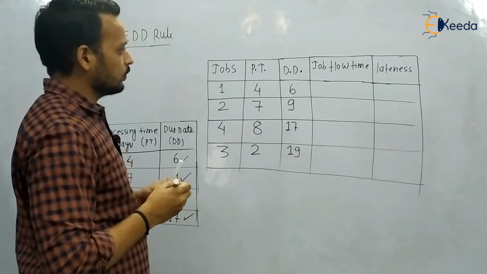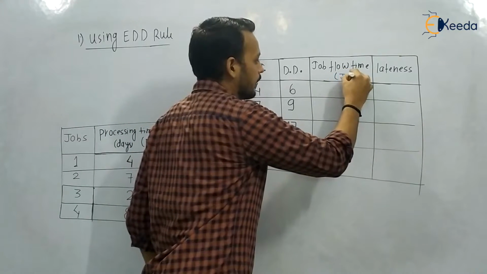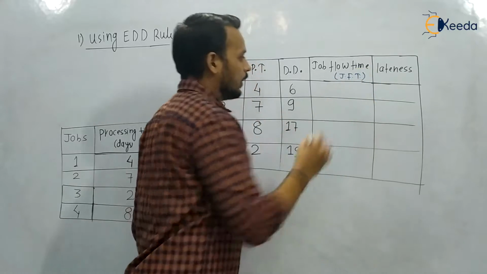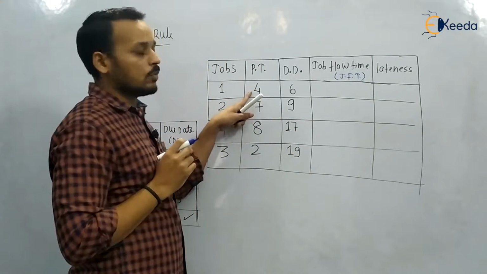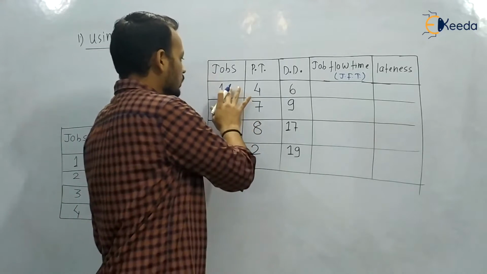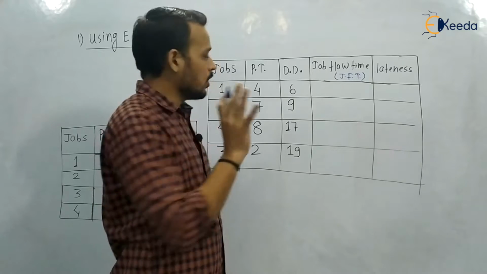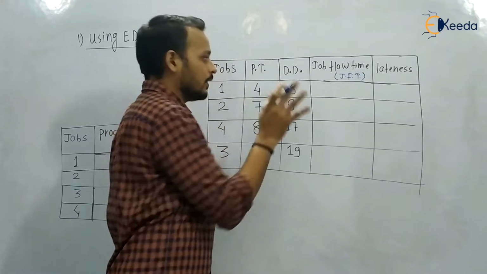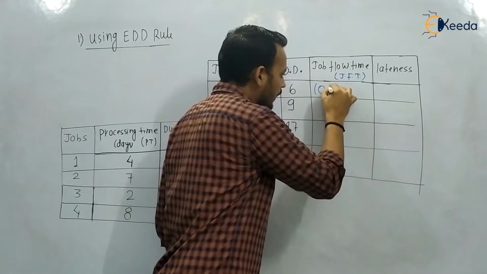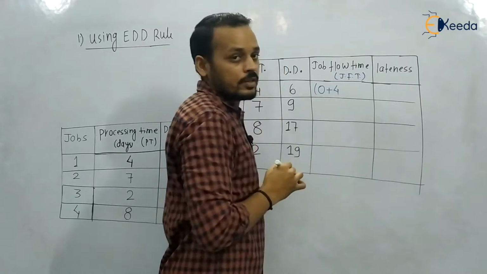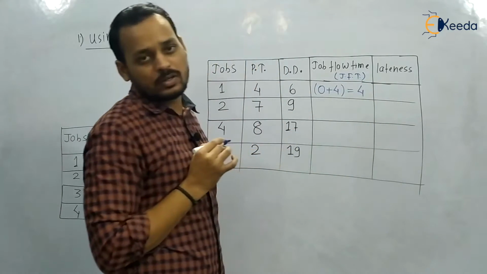Now what we have to do? We have to calculate the job flow time, that is JFT. Okay, so how to calculate the job flow time? See here. The processing time for job 1 is 4 days. So the job 1 will go to the machine. Okay, we have got a single machine. So the job 1 will go to the machine at 0 day and it will take 4 days for its processing. So 0 plus 4, the JFT, yeah, job flow time is 4 days.